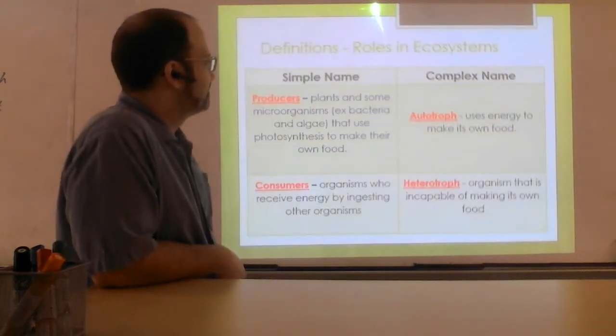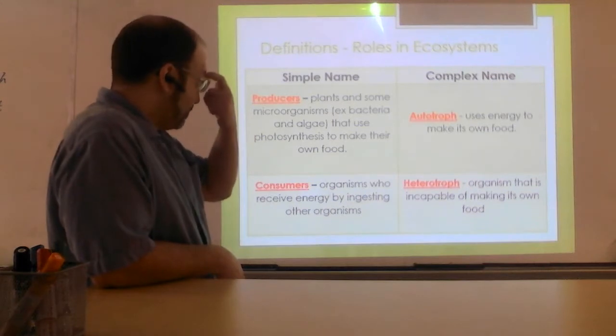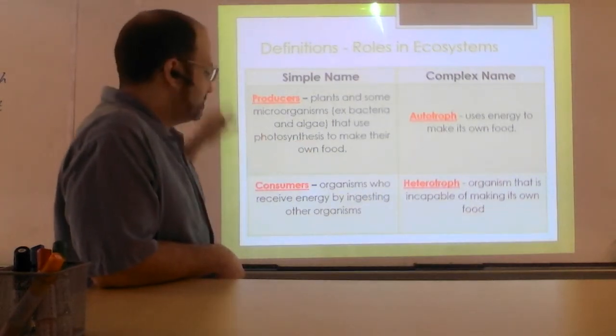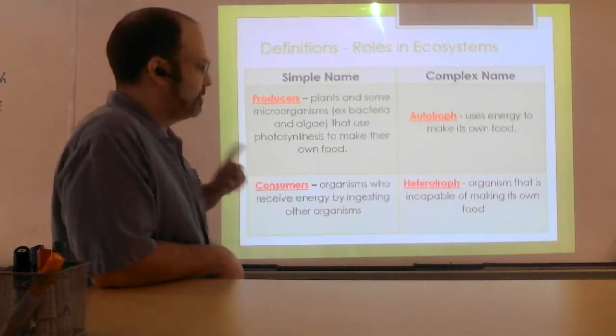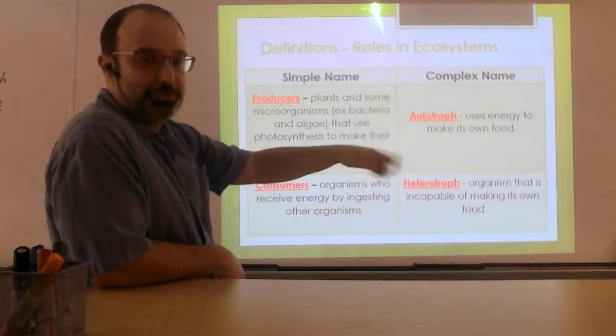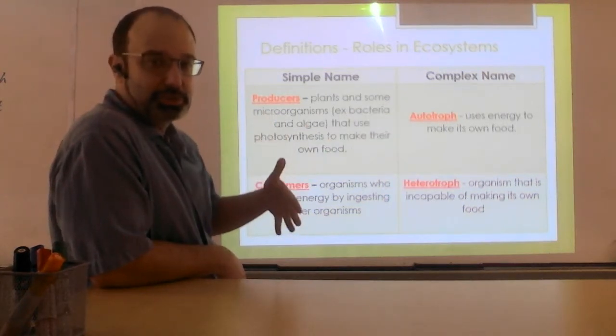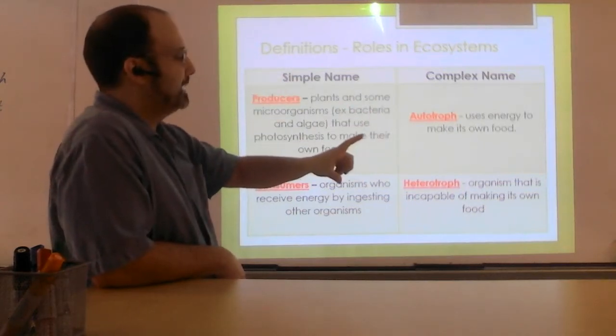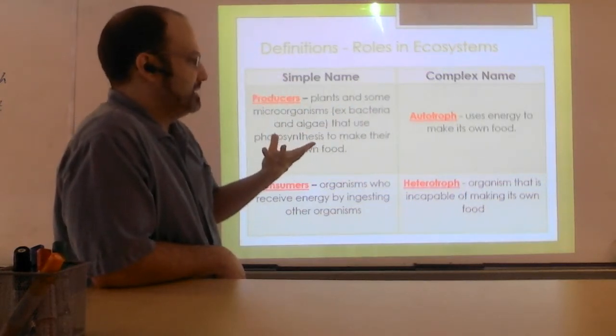Keep it simple. Roles in an ecosystem. We've got the simple name and the complex name. You're pretty familiar with the simple name, I bet. Producers and consumers, you think you've seen those before. You may not know autotroph and heterotroph. These two basically mean the same thing as producer and consumer, but they use some Greek because that way we sound smart. And they basically mean the same thing, as you can see here, right?